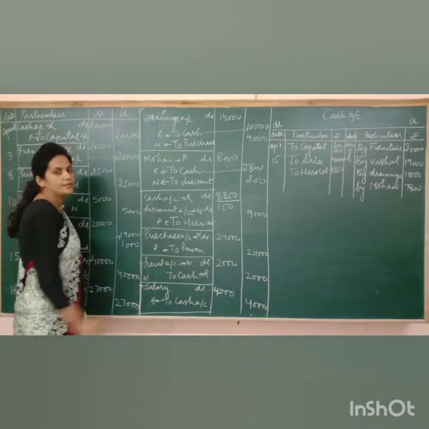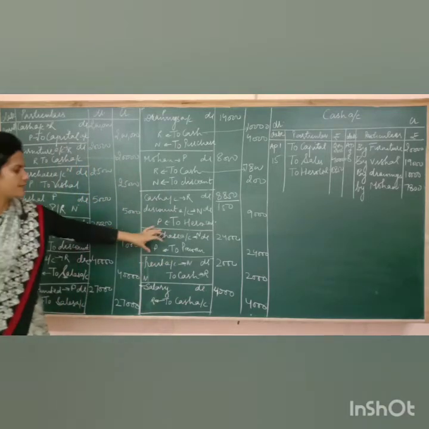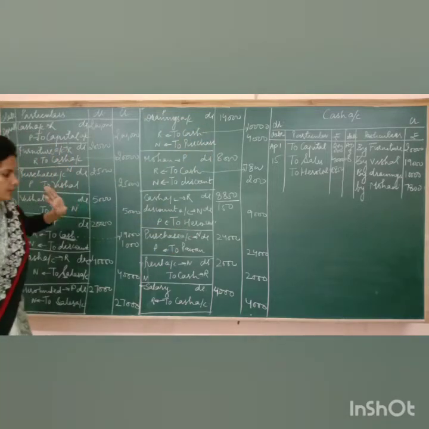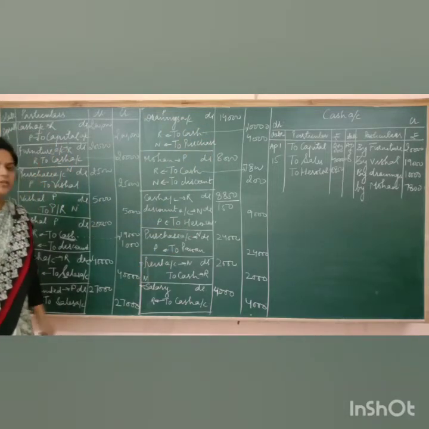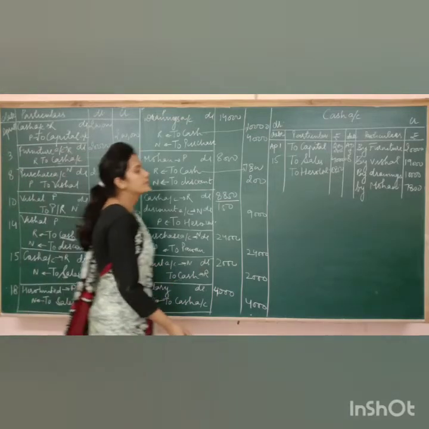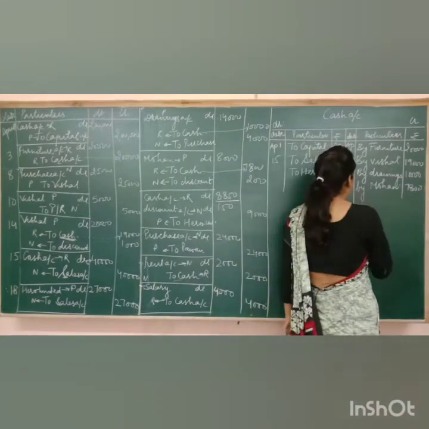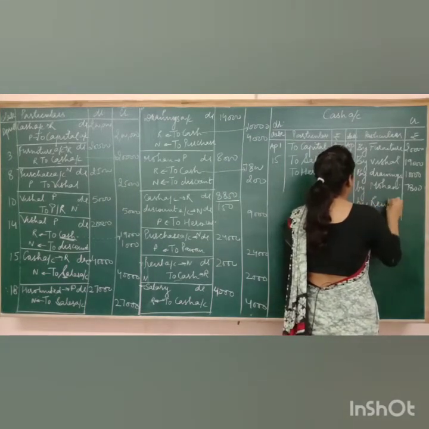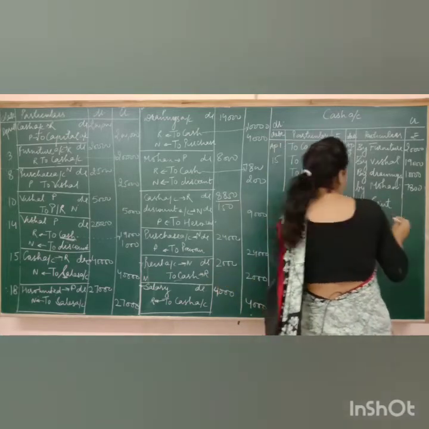Next is purchases to Pawan. There is no involvement of cash in this transaction. So this entry we will not record in the ledger of cash. Next is rent account debited to cash account. In this again cash is credited. So the entry will be written on credit side. I'll write by rent and amount 2000.